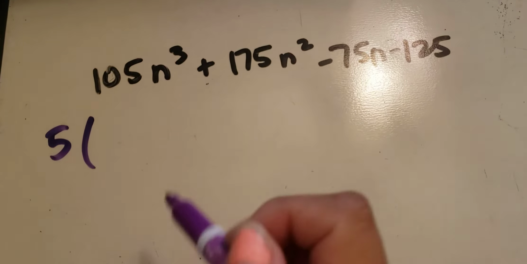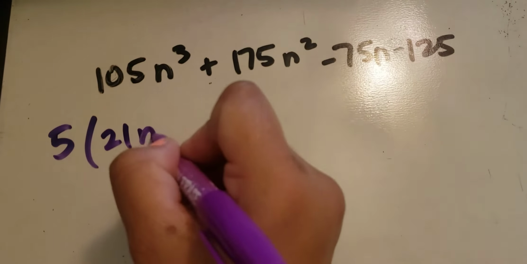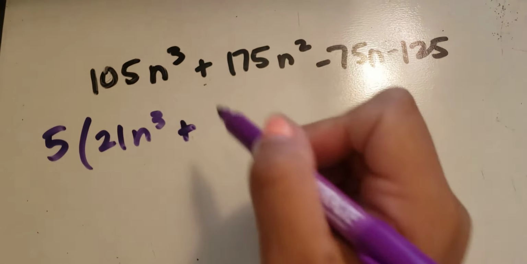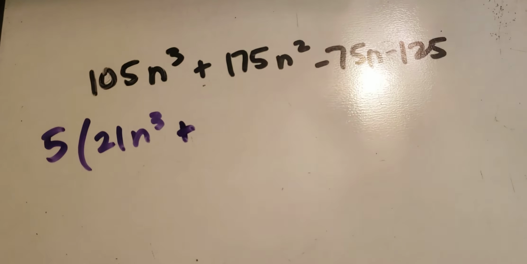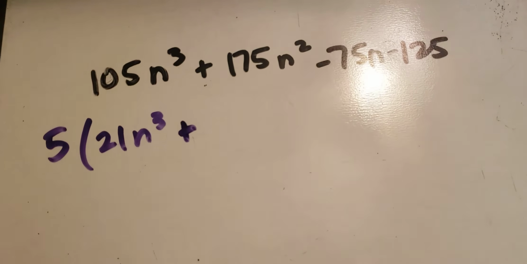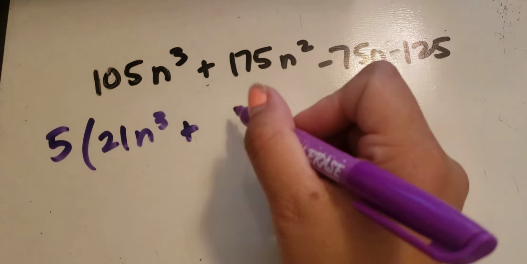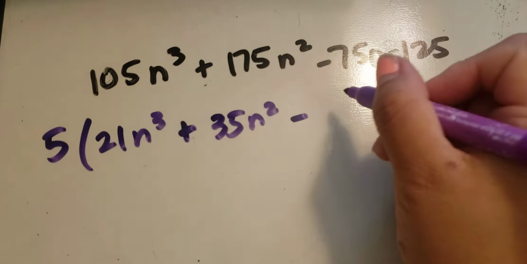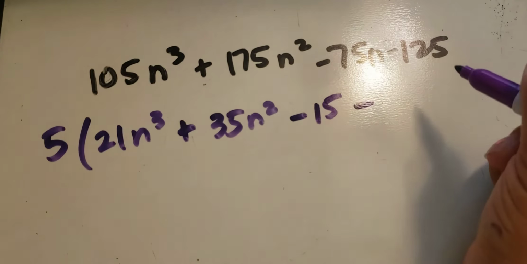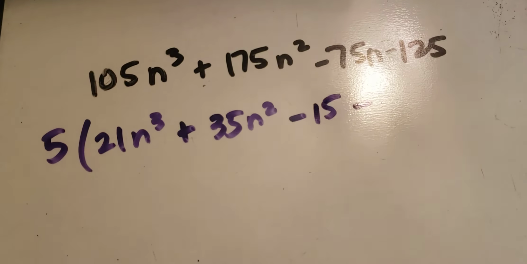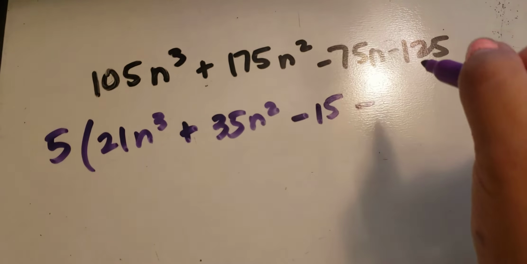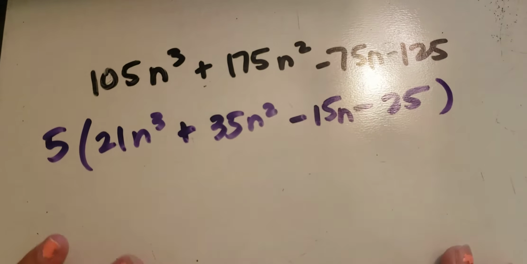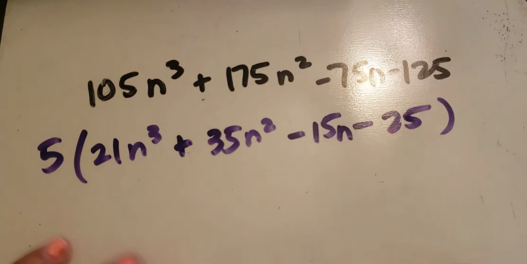So 105 divided by 5 should give me 21n cubed. And the nice thing about factoring it out too is that my numbers get smaller. Plus 175 divided by 5 is 35, so 35n squared. Minus 75 divided by 5 is 15. Minus 125 divided by 5 gives me 25. Oh, don't forget my n. Okay, and this is what I should have so far.